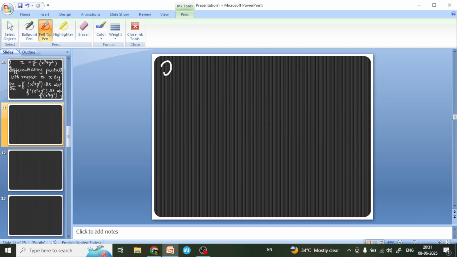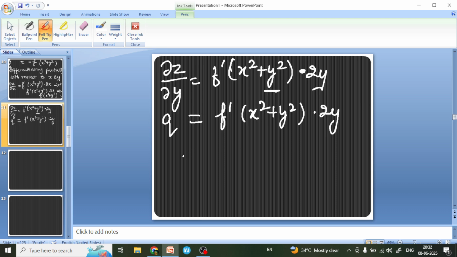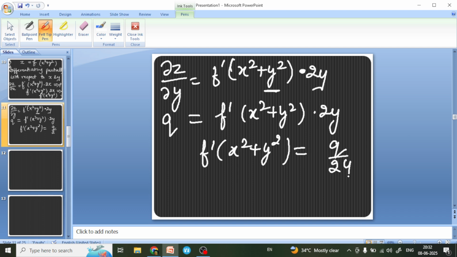Second, the derivative of z with respect to y should be equal to f dash of (x square plus y square) into 2y, which means we take the derivative of y square. So f dash (x square plus y square) into 2y should be written as q. Therefore f dash (x square plus y square) is equal to q over 2y. This is the second equation.